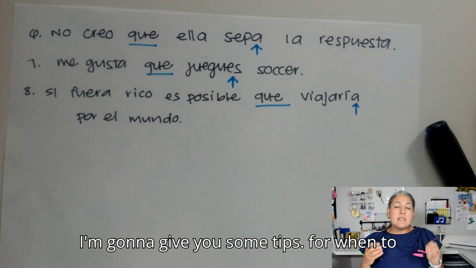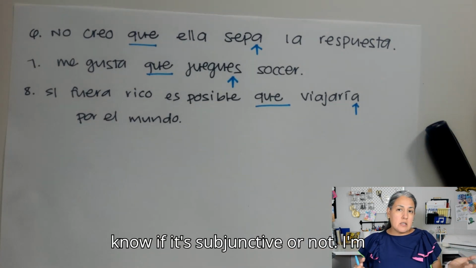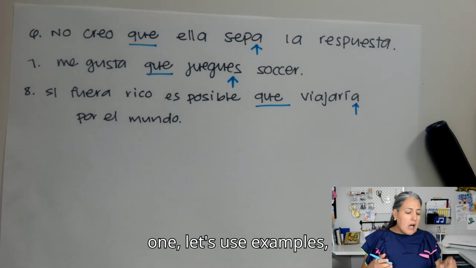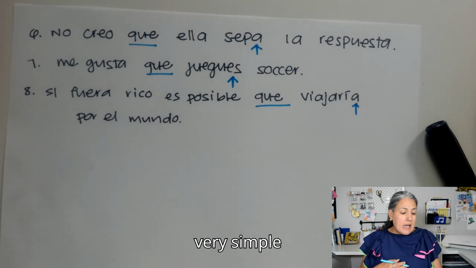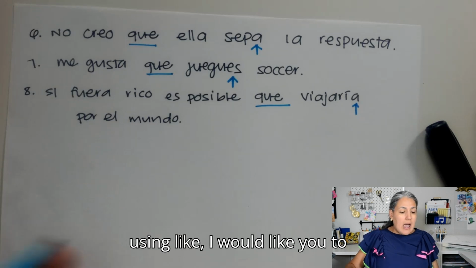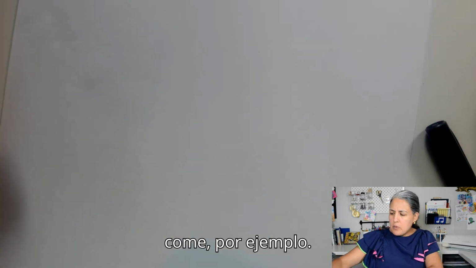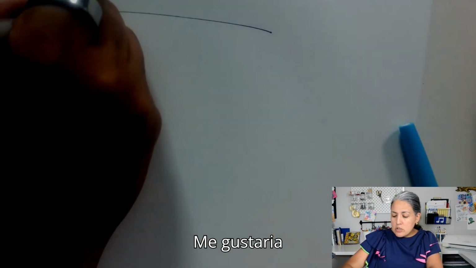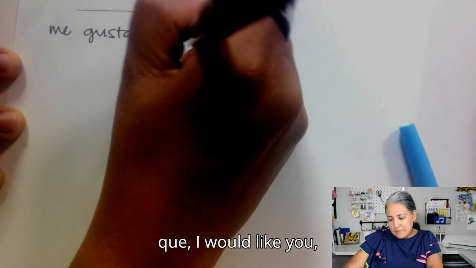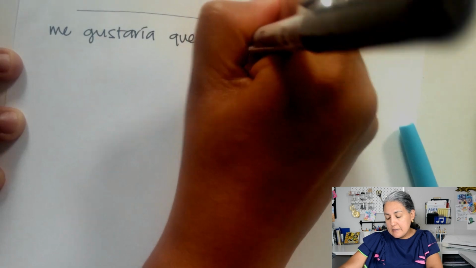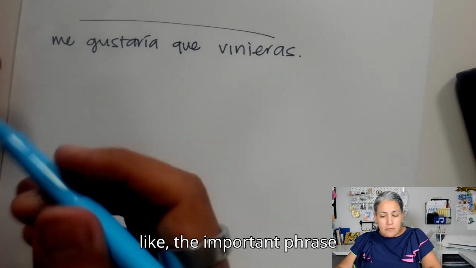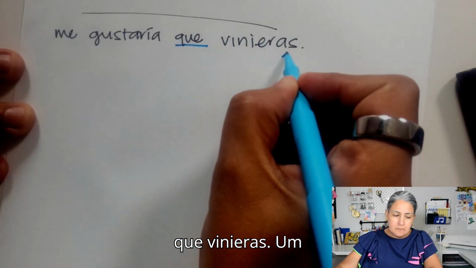Okay, so I'm going to give you some tips for when to know if it's subjunctive or not. I'm going to be reading them in Spanish, but I can translate them as well. So the first one, let's use examples, very simple occasions. So when you're using, like, I would like you to come, por ejemplo, me gustaría que, I would like you, vinieras. I would like you to come, so I would like. The important phrase, que vinieras.